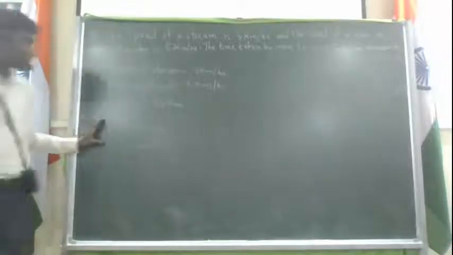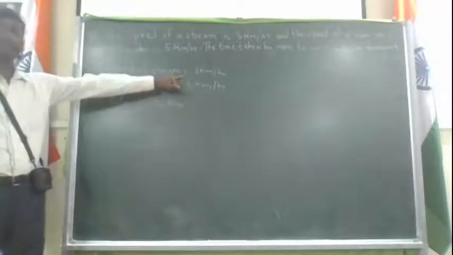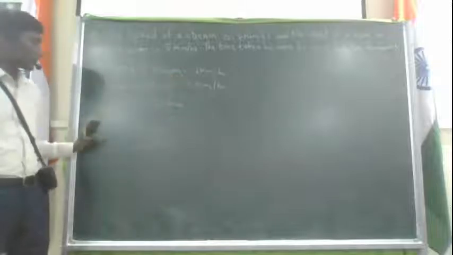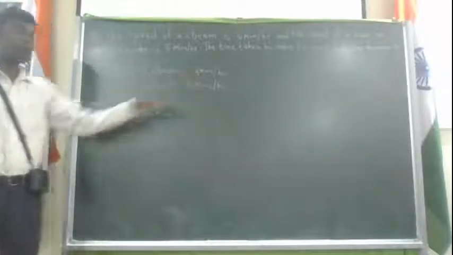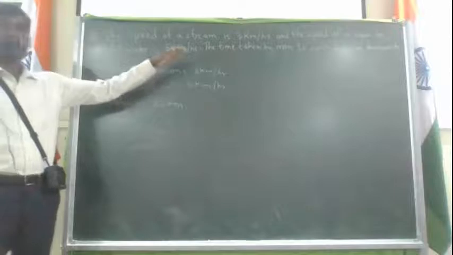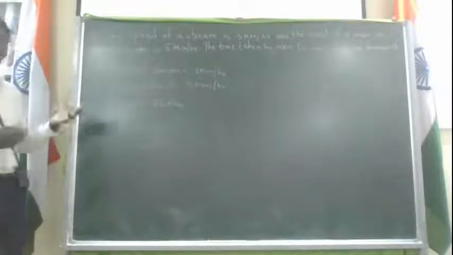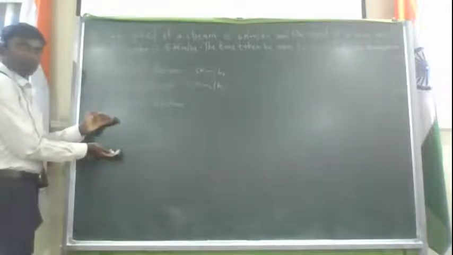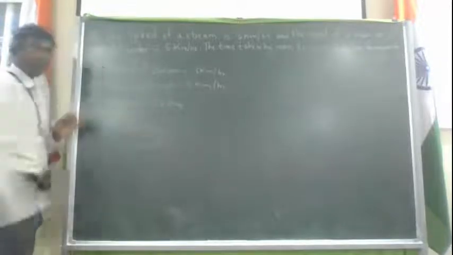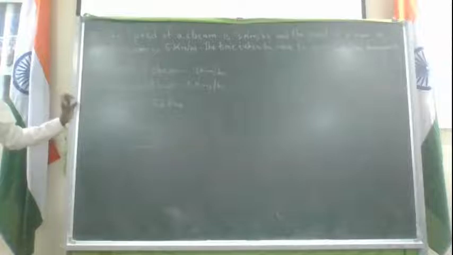Now suppose this water also starts moving, what happens? The speed of the stream, how much is given? 3 kilometer. Now tell me, is this downwards or upwards? What question are they asking? Downwards. That means we have to imagine that suddenly this water starts flowing and the man is also flowing.